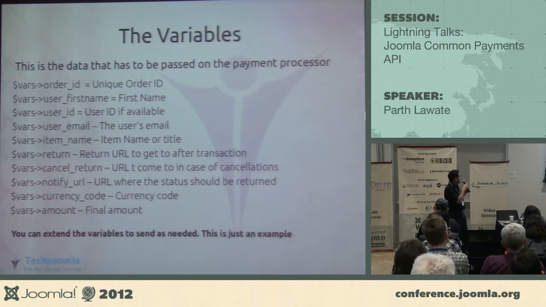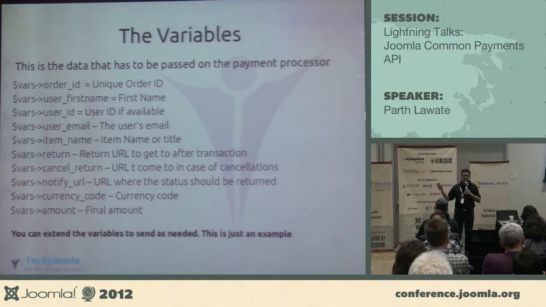Then you need the user first name. The user ID is not compulsory. Then the email, the item name that you're selling, and the return URL. The return URL is where the person is going to come back after a successful transaction. The cancel URL is where the person is going to come back after a failed transaction. And finally, the notify URL. This is what is important. This is where the payment gateway is going to send back its response.